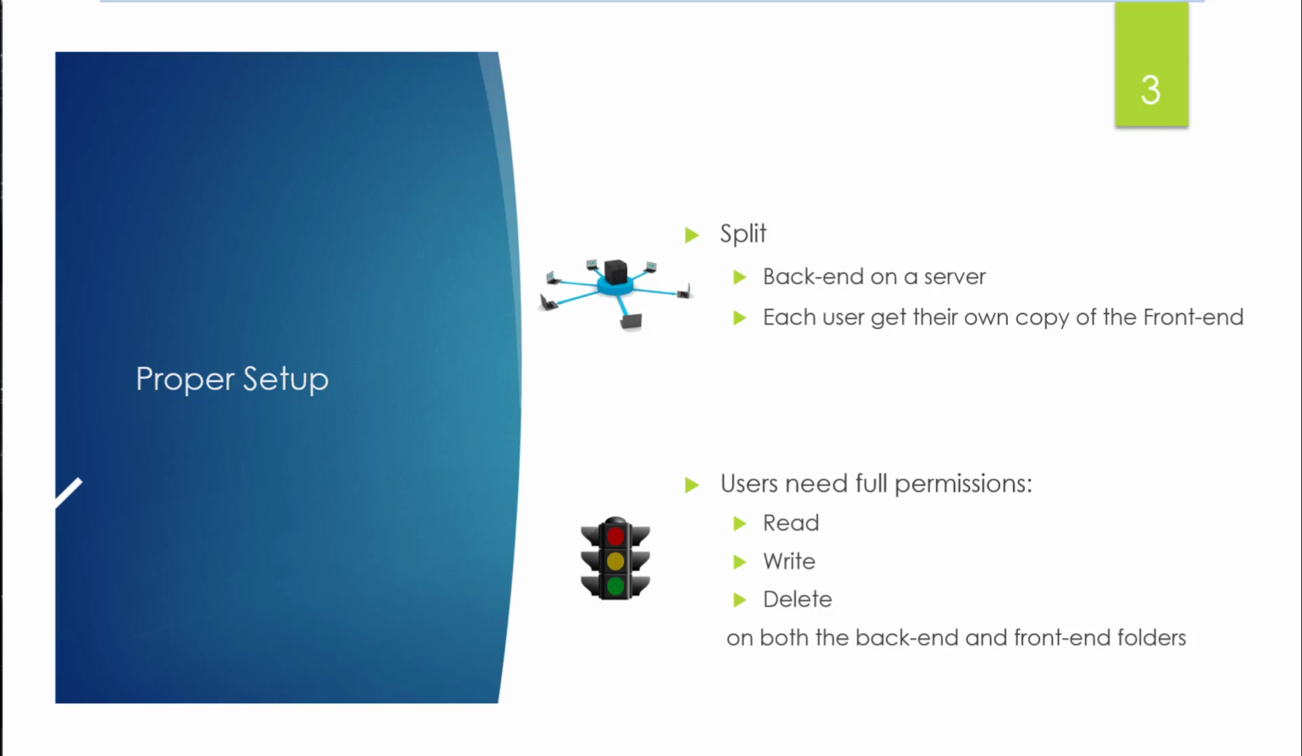Talking about proper setup, the proper permissions: you have to give full permissions to users on both the folder that houses the backend and the folder that houses the front end. So you have to give read permission, write permission, and delete permission. And the reason being, Access creates what's called a lock file when it's being used. So you have to be able to create that file, you have to be able to edit that file, and you have to be able to delete it when you close the database. And that's why you need full permissions.